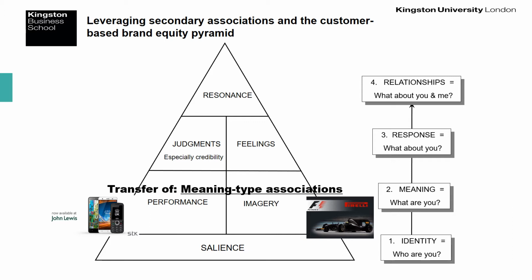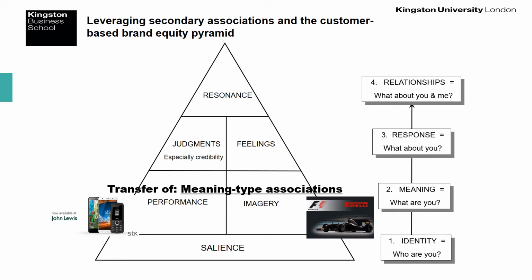So if we look at performance on the left, the example that has popped up here is a new brand of mobile phone, STK, not well known in the United Kingdom, and therefore overtly using or partnering with John Lewis, the very well-known British retailer. So the idea here is that the performance associations which we associate with John Lewis, reliability, dependability, quality, are transferred to this unknown mobile phone brand. If John Lewis is stocking it, it must be, by definition, reliable, dependable, and quality.